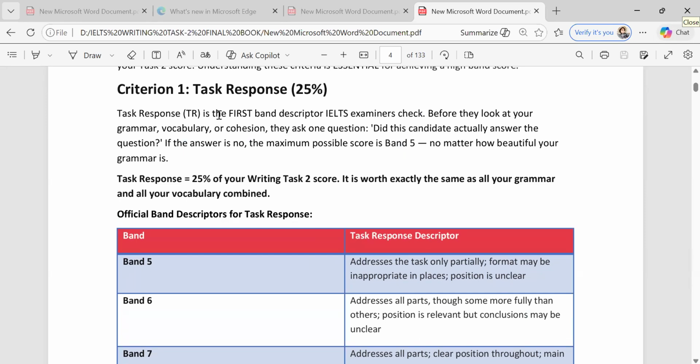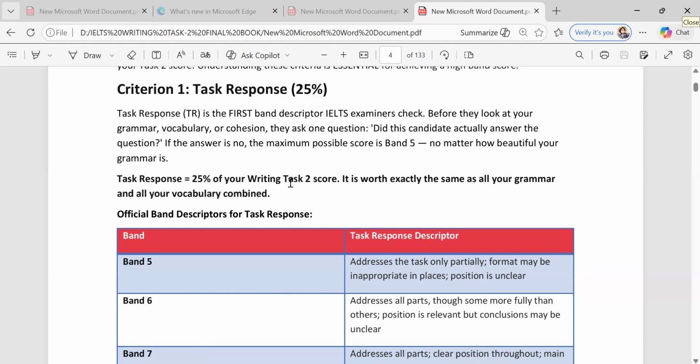As I mentioned, task response is the first band descriptor the examiner checks. Before they look at your grammar, vocabulary, or coherence and cohesion, they ask one question: did the candidate actually answer the question? This is an important part. If the answer is no, if you haven't answered the question, what is going to happen? The maximum possible score is band 5. No matter how beautiful your grammar and vocabulary are, if you haven't answered the question properly, you may conclude with a low band.